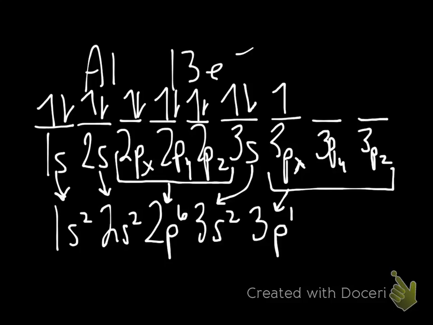Do not let me hear you say 3s squared. It's not squared. It's a superscript which indicates how many electrons are present on that subshell. It's not squared. Just a pet peeve. I thought I'd just warn you in advance. Okay, this is pretty easy, isn't it?